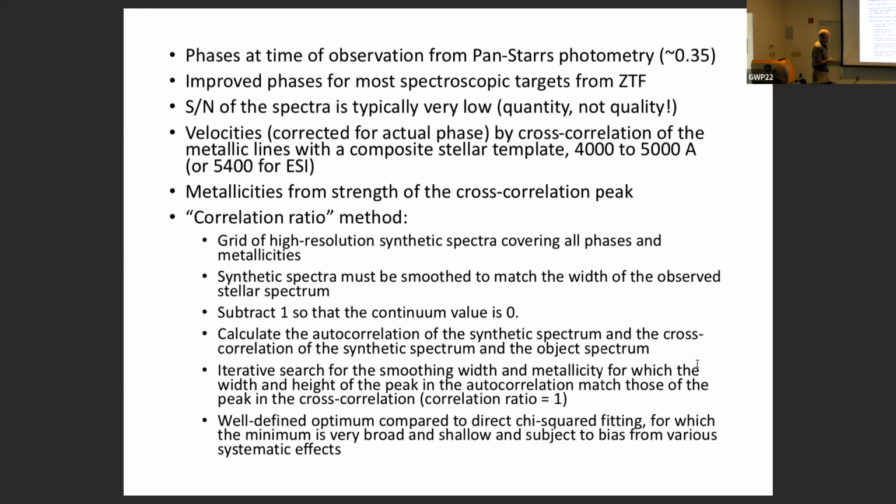So then we have an iterative search for the smoothing width and metallicity for which the width and height of the peak of the two correlation functions match. And we call that the place where the correlation ratio equals 1. So we call this the correlation ratio method.